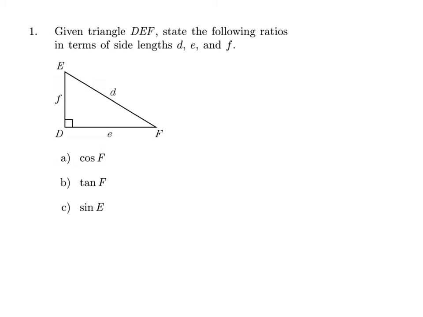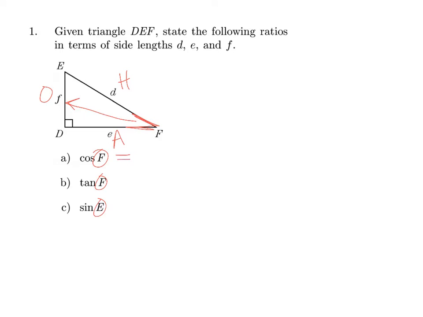Given triangle DEF, state the following ratios in terms of side lengths D, E, and F. Okay, so I'm working with angle F for all these trig ratios. Here's angle F. So lowercase f is opposite to angle F. Lowercase e is adjacent to angle F. And D is the hypotenuse.